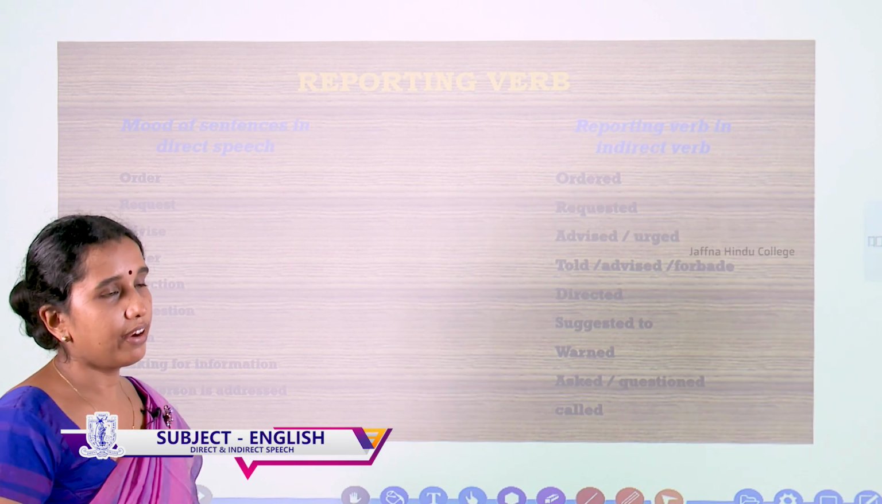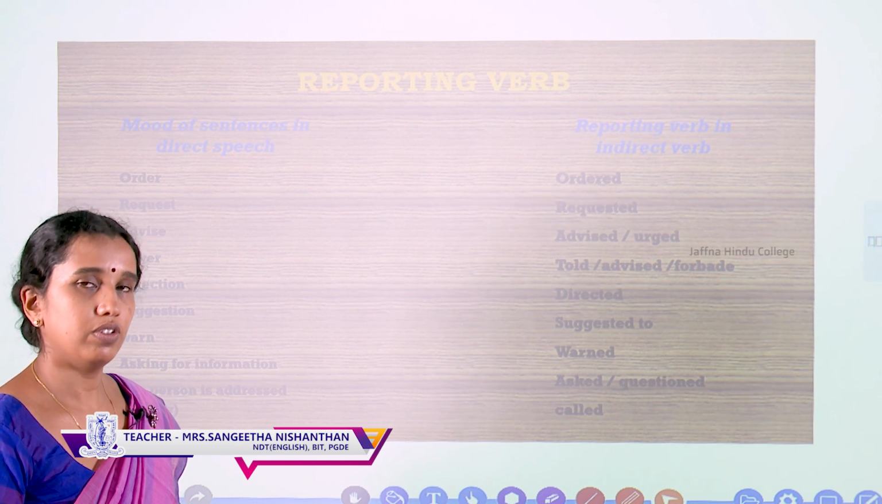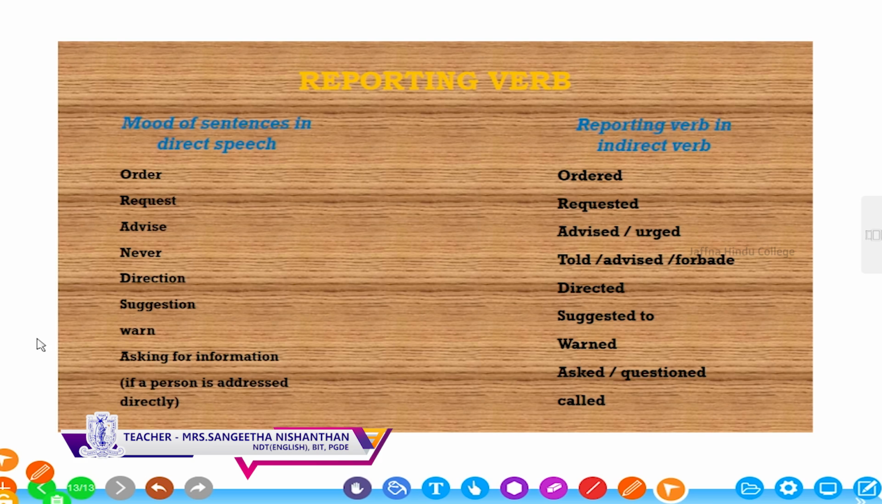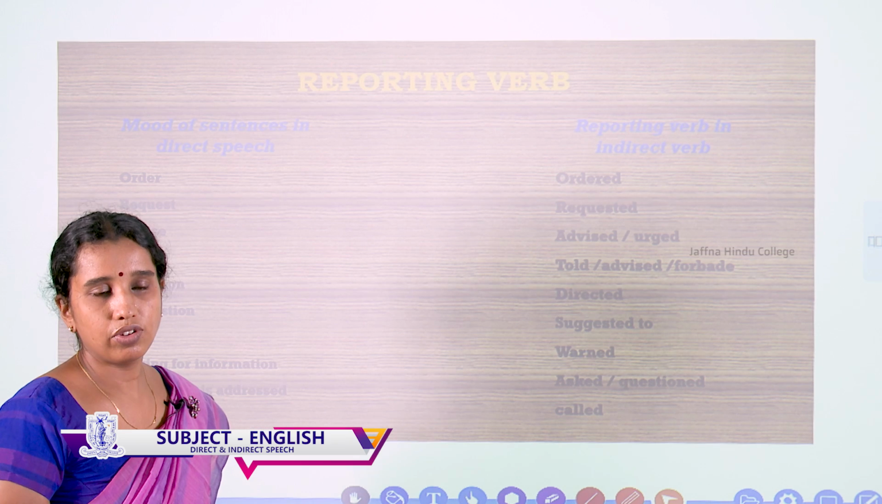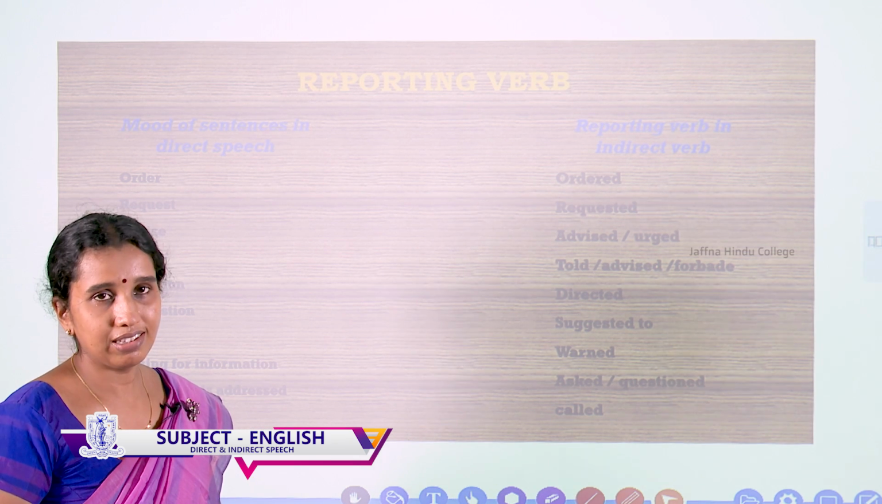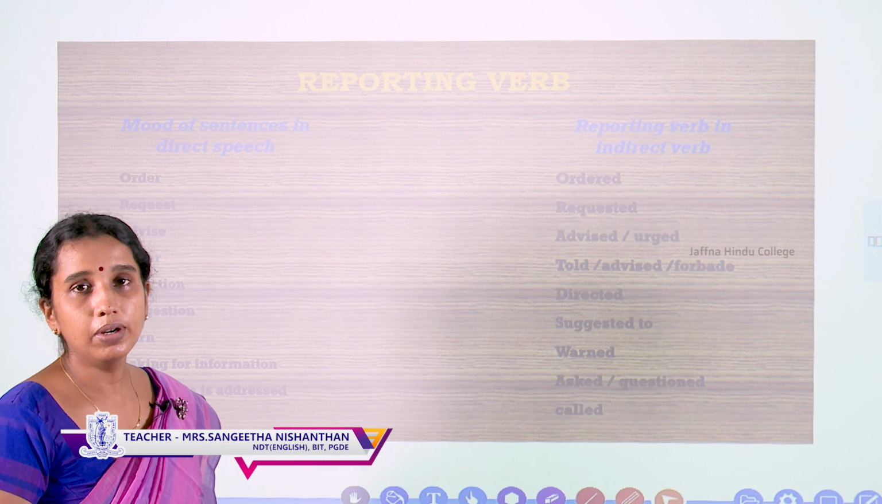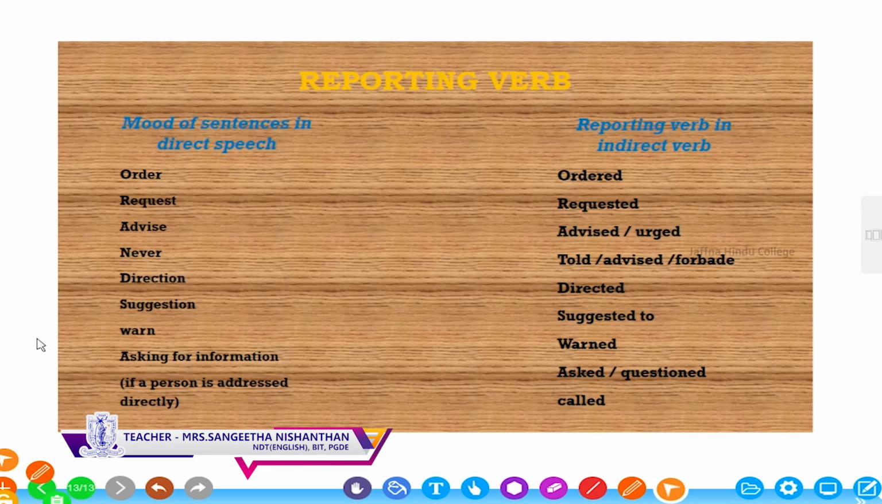The reporting verb can be changed as per the mood of the sentences. If it is an advice, we can use advised. If it is an order, we can use ordered, right? If it is a request, if the direct speech is used with please, it may be a request. So we can use the reporting verb as requested.